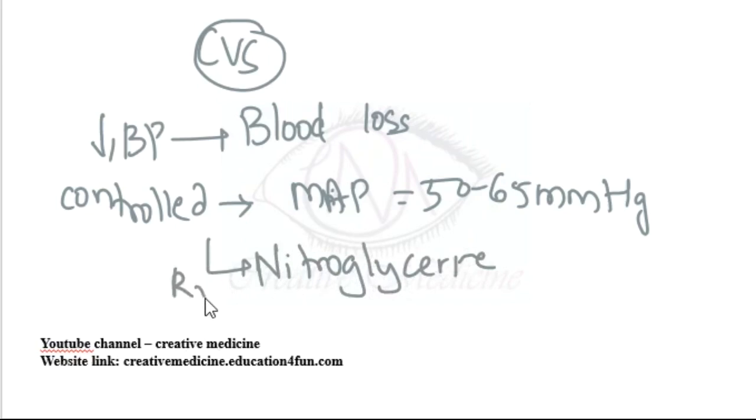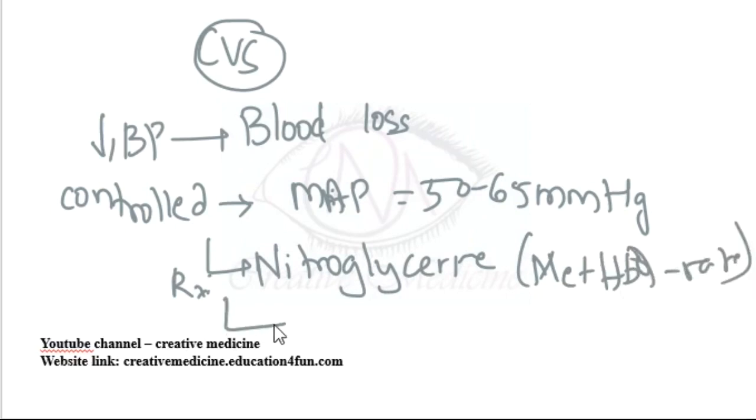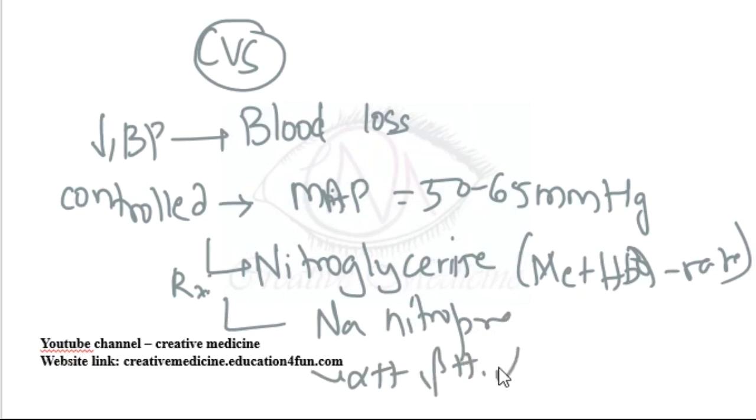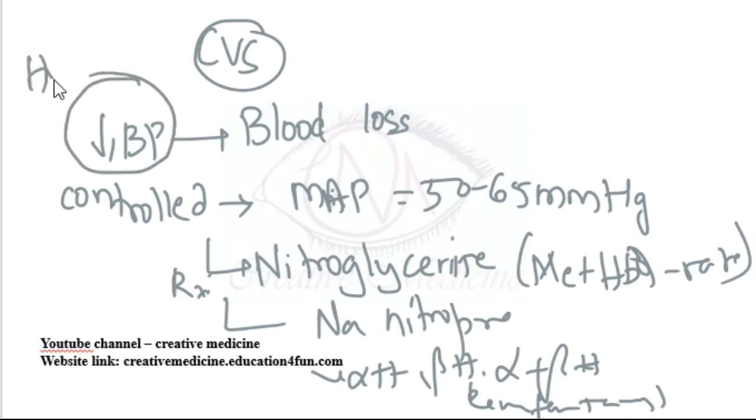a side effect of methemoglobin, but the incidence of methemoglobinemia is very rare. Other agents like sodium nitroprusside, alpha blockers, beta blockers, or alpha plus beta blockers, or remifentanil can be used for inducing and maintaining controlled hypotension. Sodium nitroprusside has a toxicity: cyanide toxicity is seen with sodium nitroprusside.